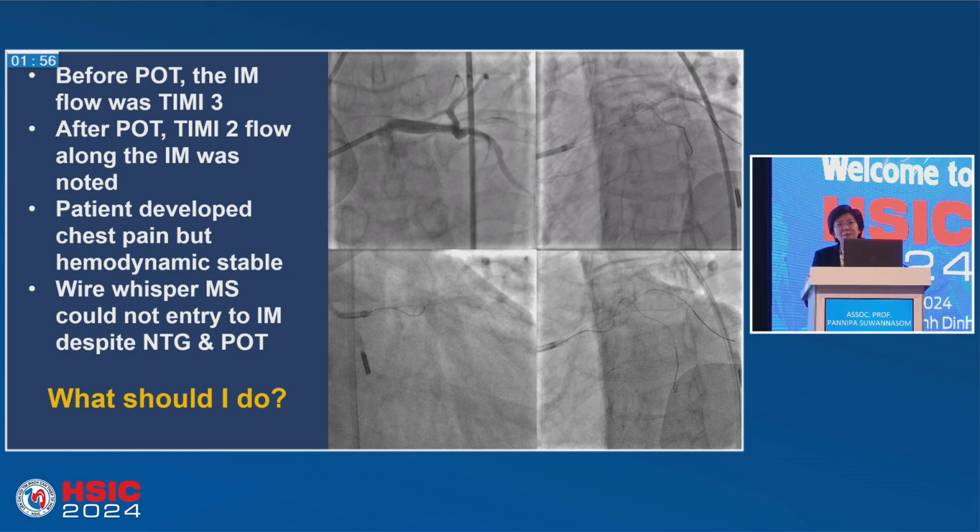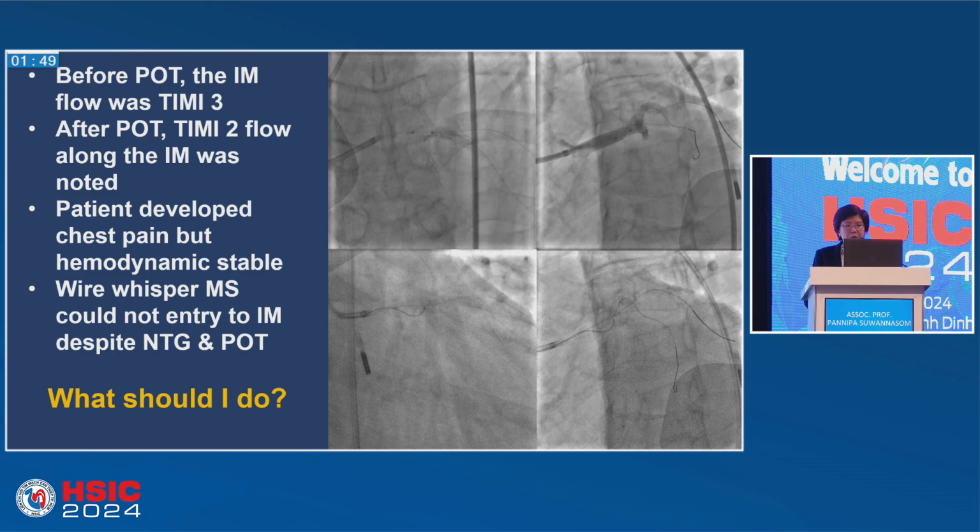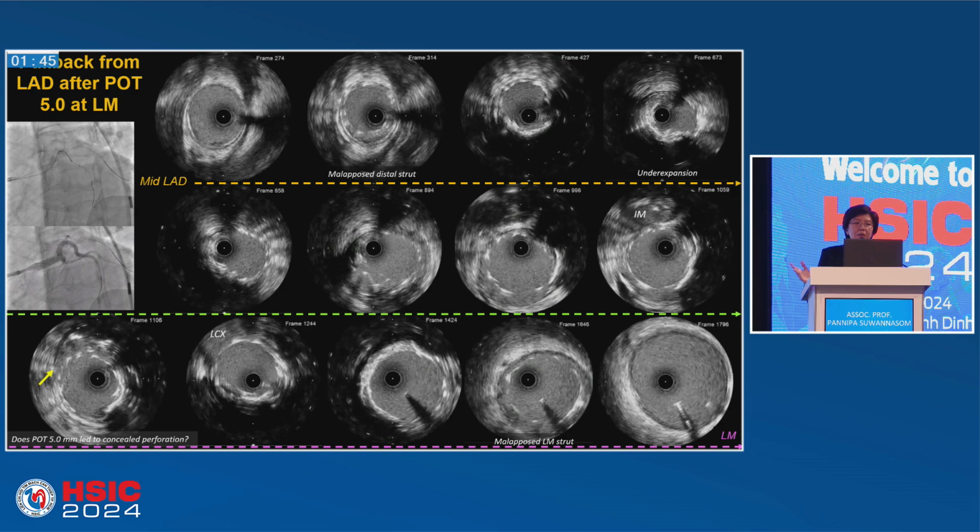So the double lumen catheter cannot pass to the opening of the intermediate. So what should I do? Because I'm not sure what happened, I decide to do the pullback from the LAD to understand what was happening at that time.